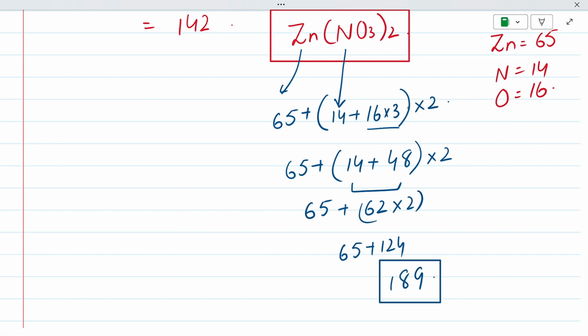In some cases the examiner will give you water of crystallization and ask you to calculate the moles or calculate the molecular mass like this.